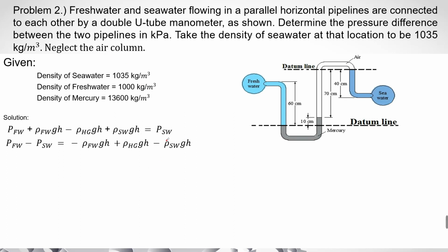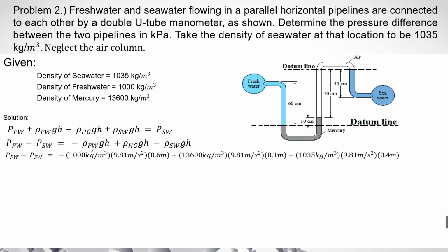So transposing the equation to get the pressure of fresh water minus the pressure of seawater is equal to the negative density of fresh water times the acceleration due to gravity times height, plus the density of mercury times acceleration due to gravity times height, minus the density of seawater times acceleration due to gravity times height. So now let's plug in the givens.